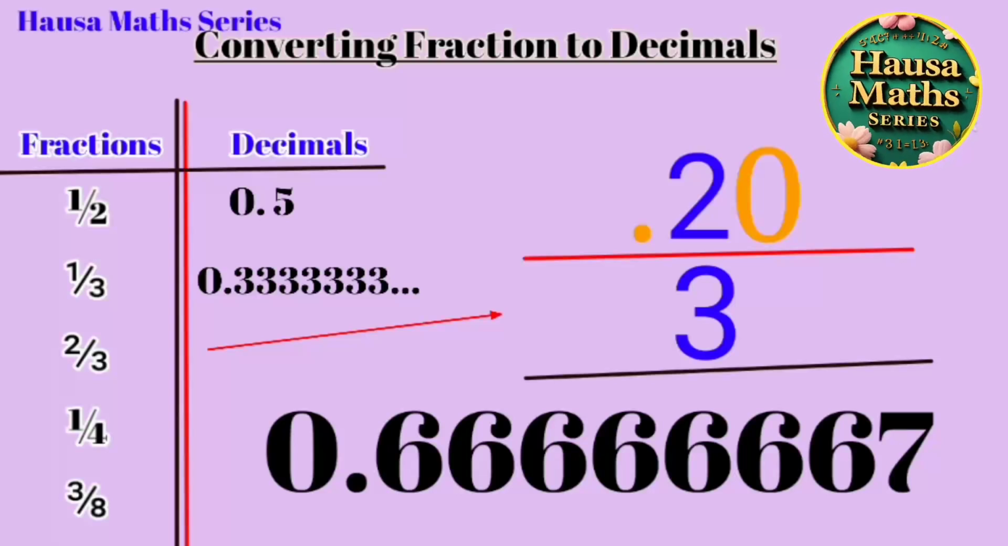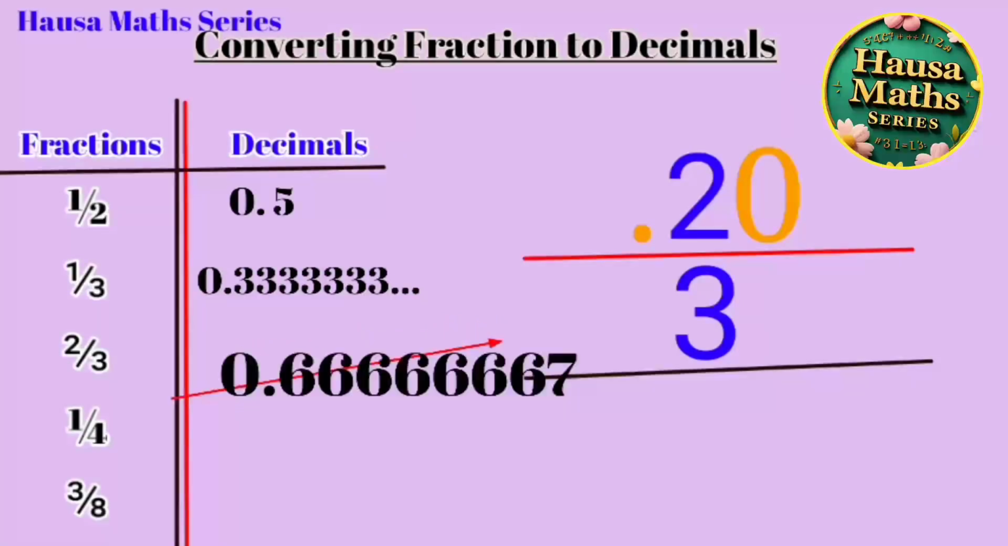The last one is 0.66. Anywhere we wish to stop, we are going to write the last digit as 7. So that is the result for 2 divided by 3.